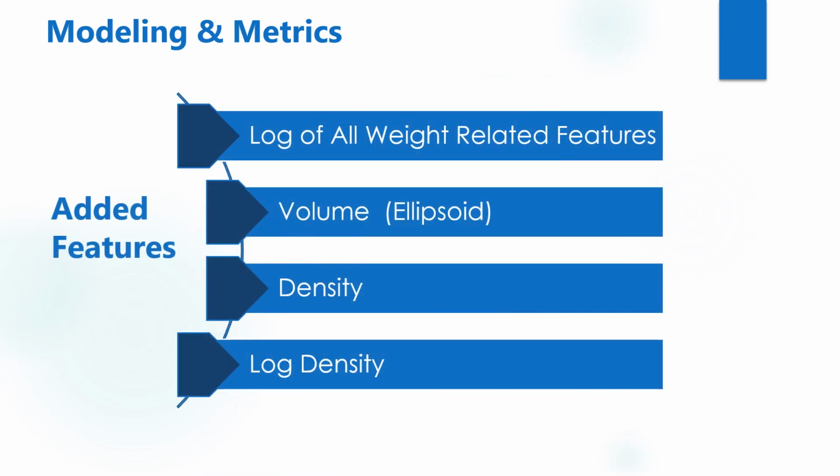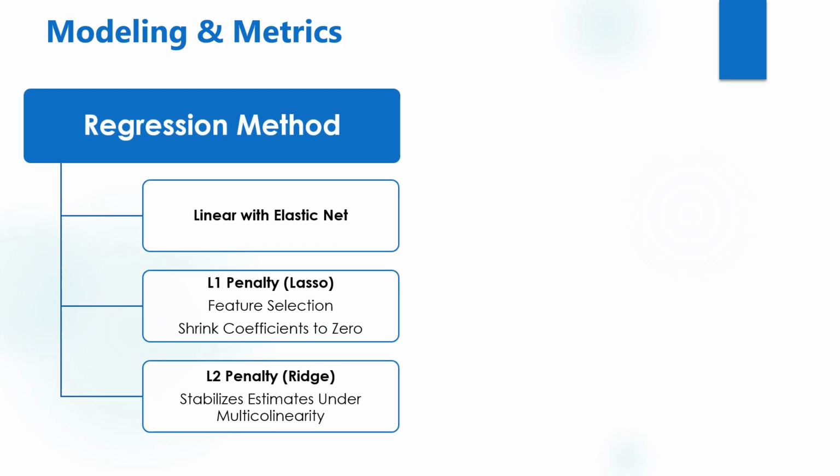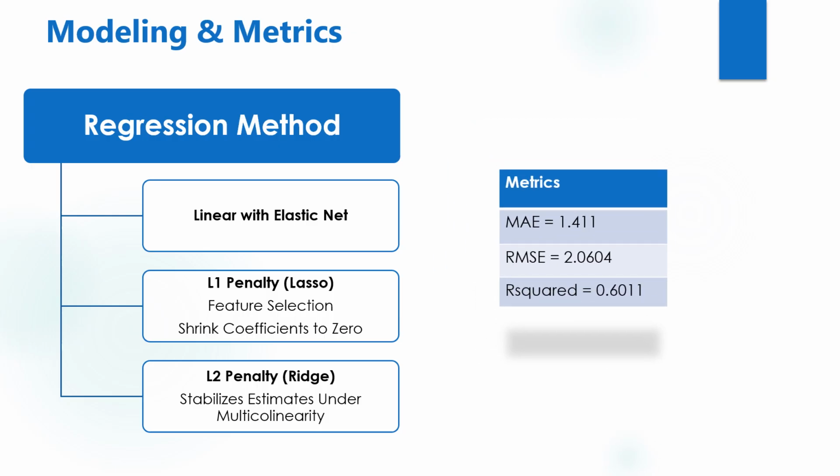At this stage, we introduce our engineered features, including the log-transformed weight variables, as well as derived measures such as volume, density, and log density. These features help capture growth patterns that are not strictly linear. We apply a linear regression model with elastic net regularization, which combines an L1 penalty for feature selection and an L2 penalty to stabilize estimates under multi-collinearity. Using this approach, the model achieves a mean absolute error of 1.411, indicating strong predictive performance.